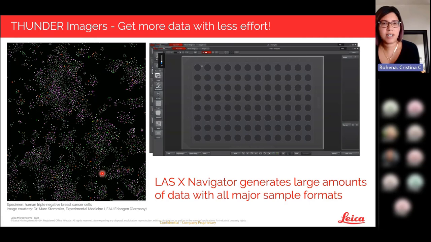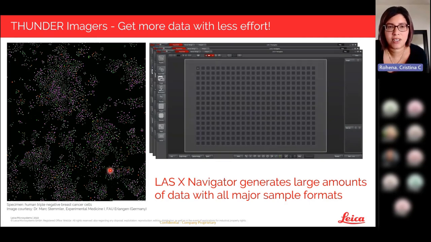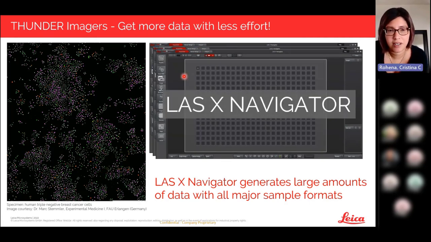Thunder Imagers, in combination with a lot of other modules, can get you more data with less effort. In combination with LAS Navigator, this allows for the use of a variety of different templates and much higher formats. Instead of just slides, say, or petri dishes, you can now use multi-well plates, load these templates, and generate large amounts of data with all sorts of major sample formats, making it really easy to integrate into your workflow.